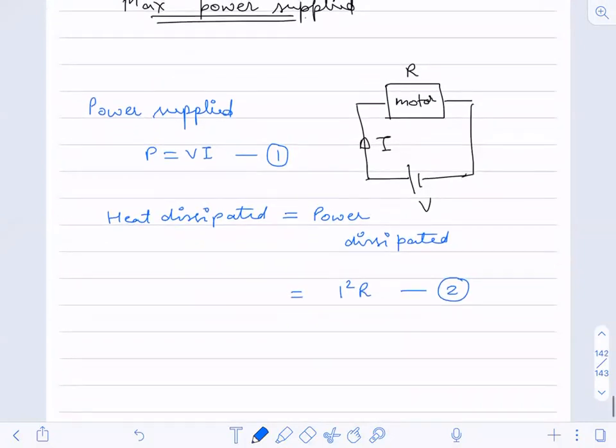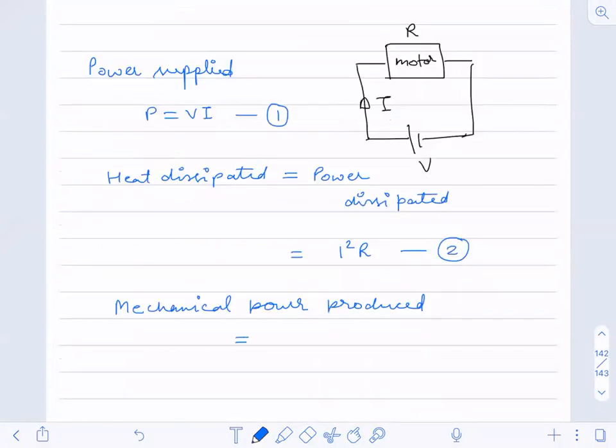Now, mechanical power produced. What is the mechanical power produced? Suppose the source gives 100 units of energy, and this motor dissipates 20 units. So what remains is 80. So the total mechanical power that is produced will be VI minus I square R.